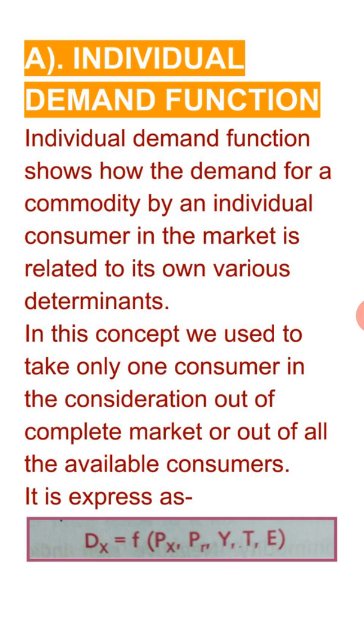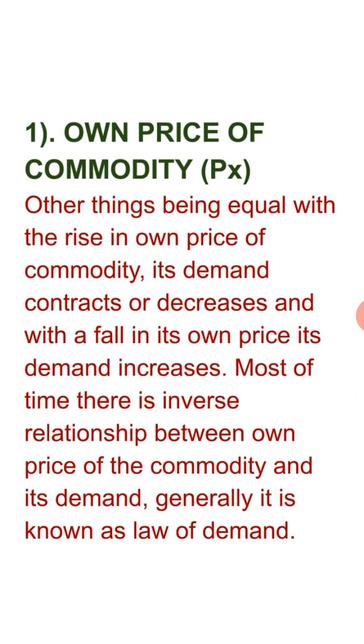individual demand function. Dear students, individual demand function is expressed as Dx, that is the demand for x, equals f, that is the function, in brackets Px, that is the price of commodity x, thereafter comma PR, thereafter Y, T and E. We are going to discuss each and every element in depth. Let us start. The very first is the own price of the commodity, denoted by Px.